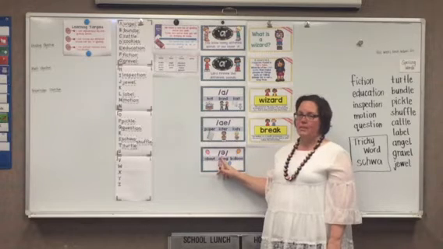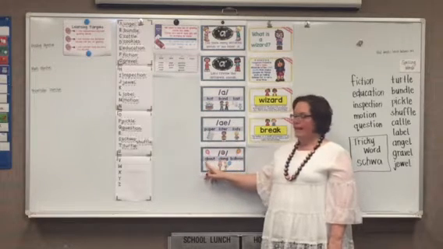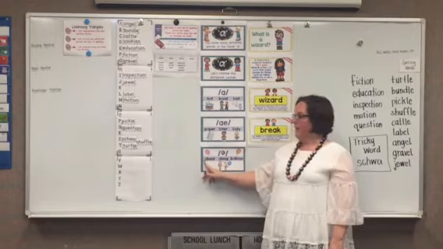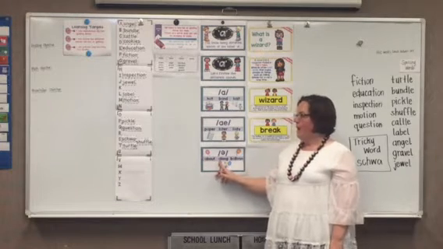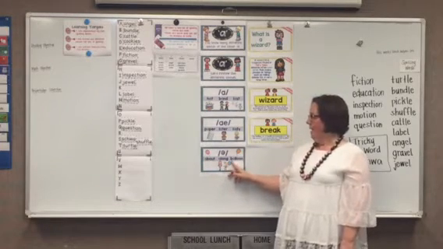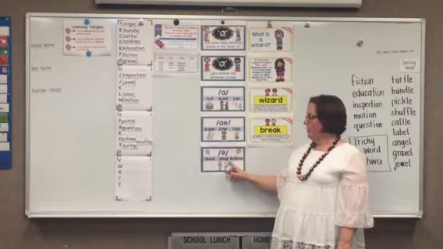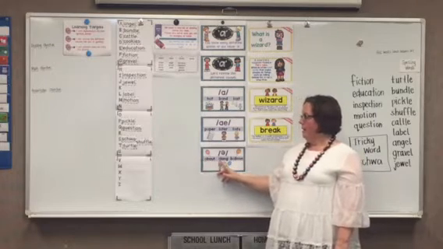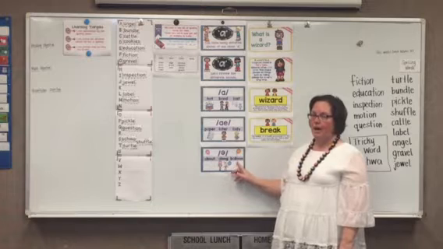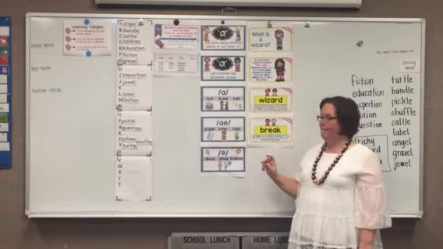The last one is the schwa. The A that is the schwa. So we have about, along, and balloon. So about, along, and balloon. All of those have a schwa in them.